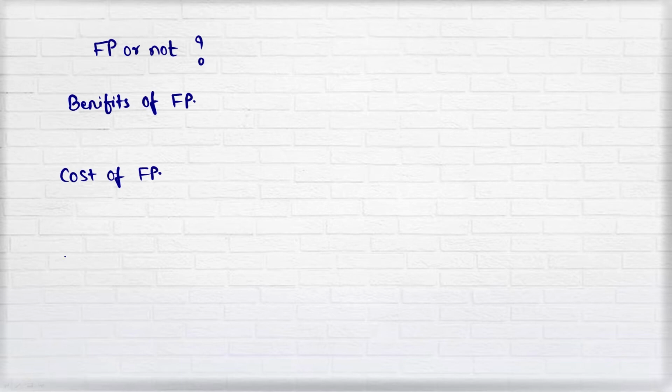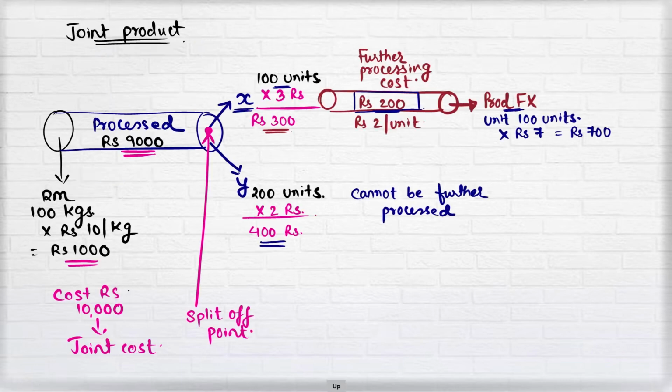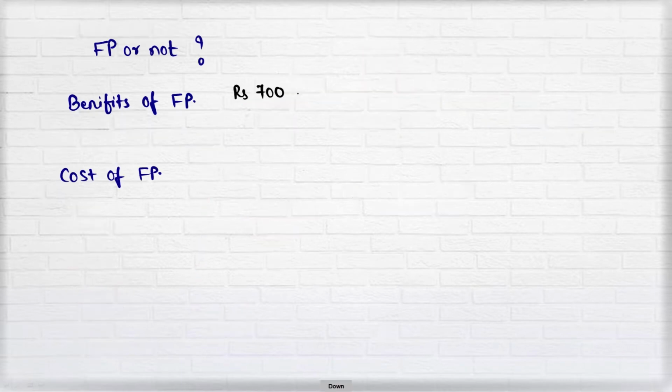If you further process, at what rate you can sell the product? 700 rupees. All of you agree? But that is not a benefit of further processing, right? It is a sales, say it is selling price of your product. Had you not further processed, what would be your selling price? 300. 700 minus 300. What is the answer? Rupees 400. Do you understand? If you further process the product, you will be getting 400 rupees more in terms of selling price.